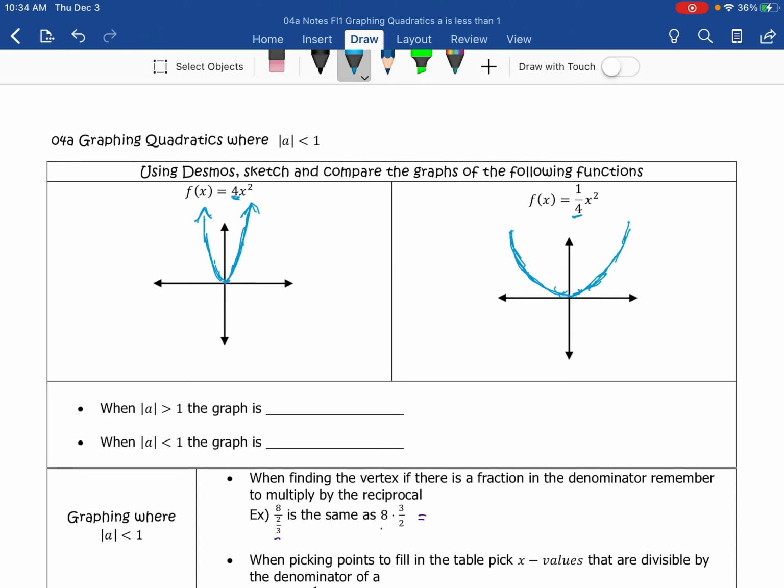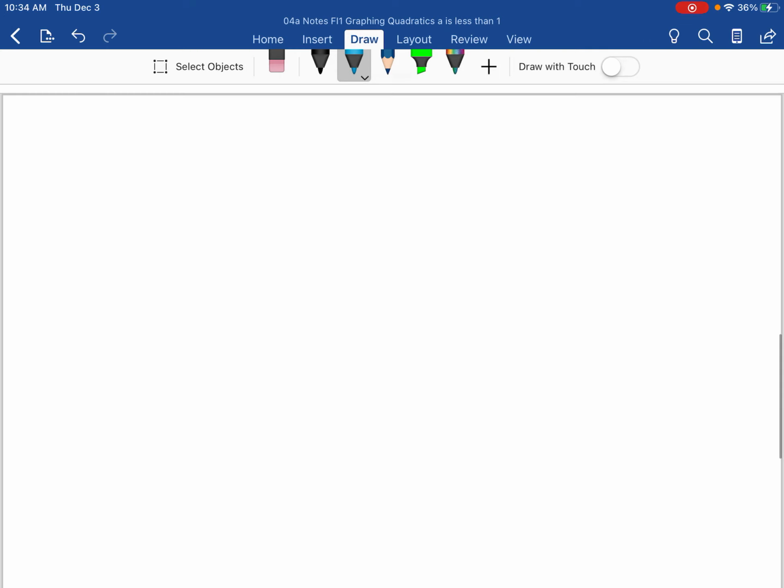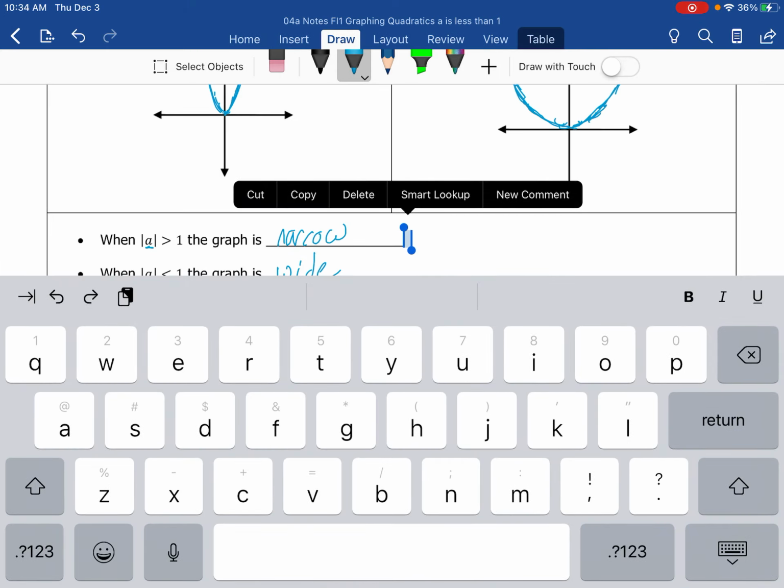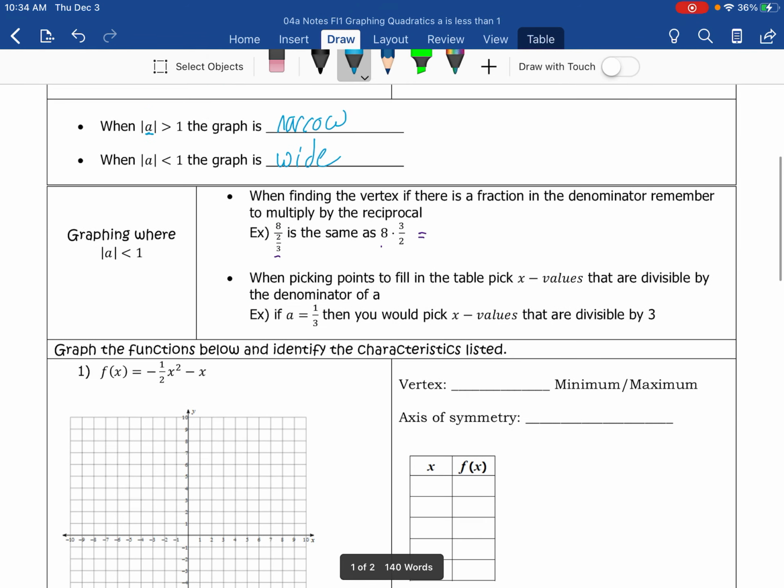And so you set those expectations, especially when you're looking at things like multiple choice tests or when you're graphing, to make sure that your graph looks right when you graph it. So when the absolute value of a is greater than 1, the graph is going to be narrow. When the absolute value of a is less than 1, so whether it's positive or negative, it's going to be wide.